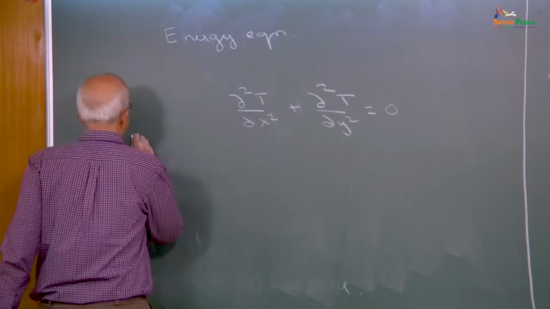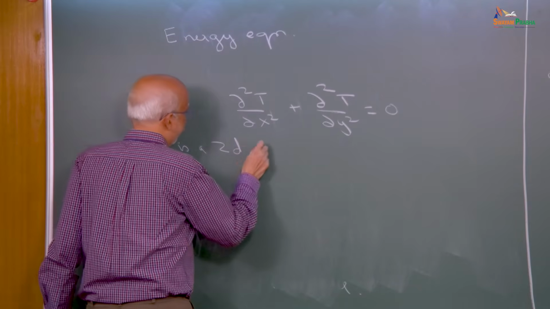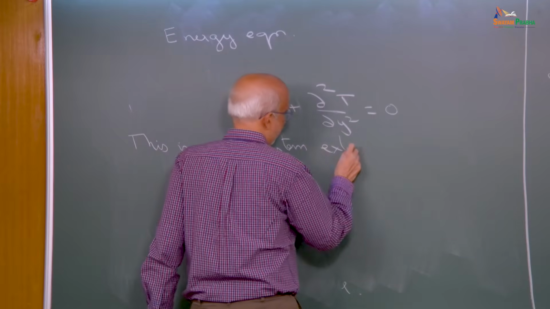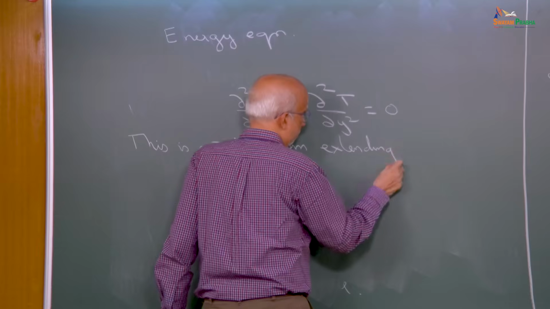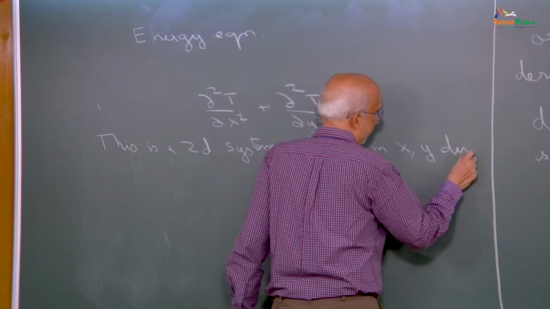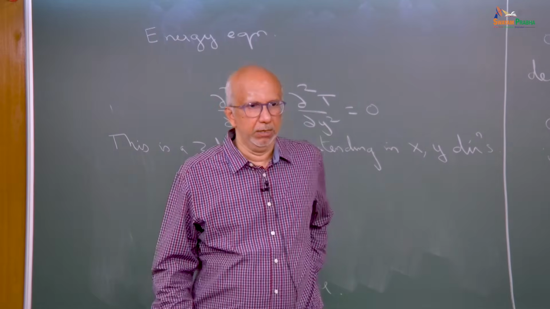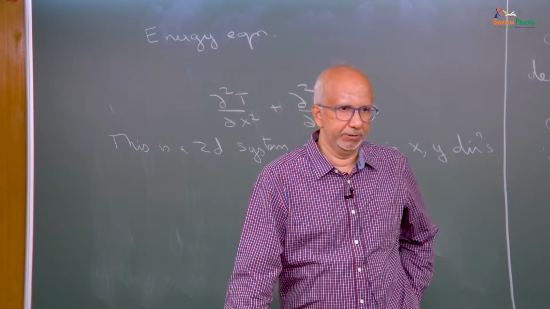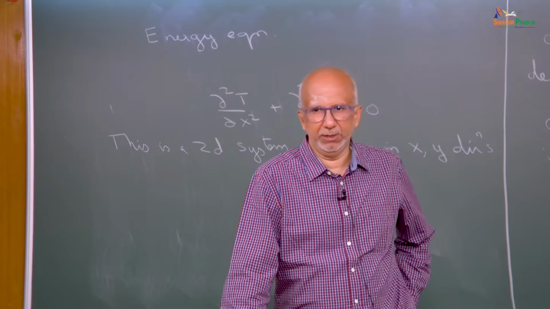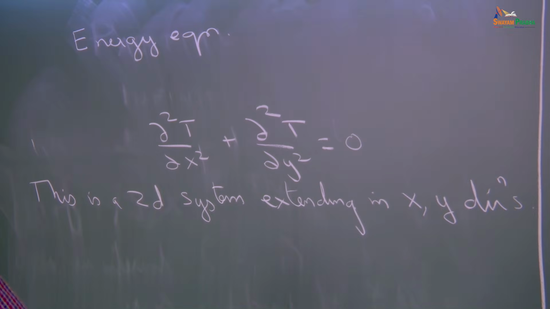This is a 2D system extending in x and y directions. If it is only extending in y direction, then I will call it 1D; x, y and z, I will call it 3 dimensional, okay. So, I am using the same English word, but physically it means something different now.